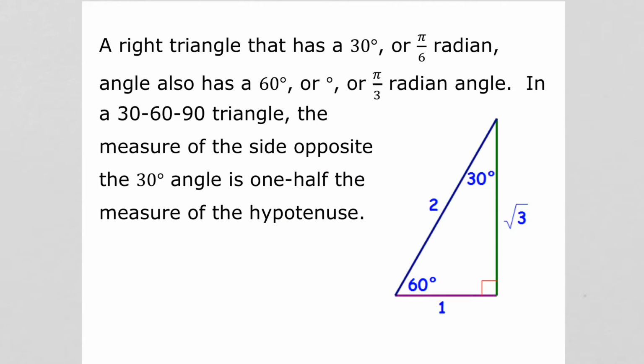For a 30, 60, 90 triangle, if one of the sides measures 1, then you can find both the leg and the hypotenuse. The leg will be square root of 3, and the hypotenuse is 2. And that's always the case for 45, 45, 90, and 30, 60, 90 triangles.